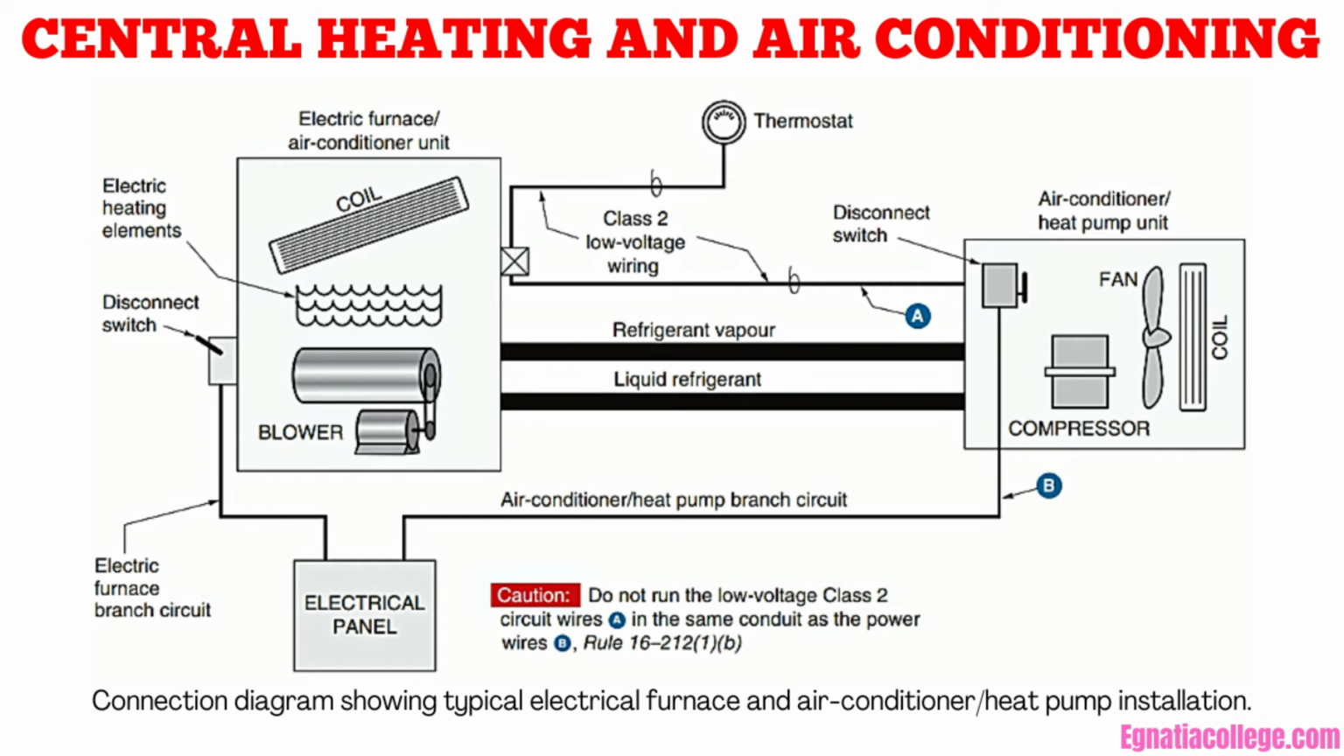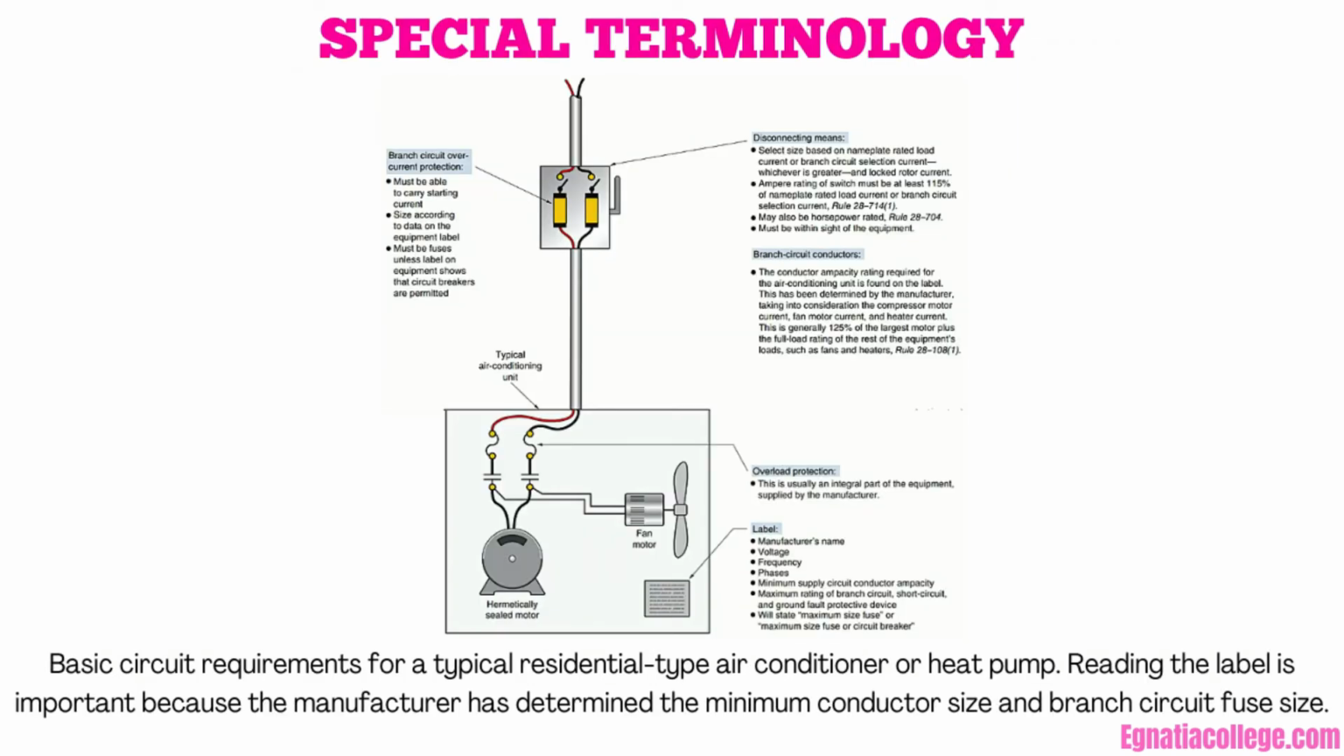16-212-1. Special terminology. These terms pertain to air conditioners, heat pumps, and other hermetically sealed motor compressors. Rated load current is the current drawn when the unit is operating at rated load, at rated voltage, and at rated frequency. Branch circuit conductor ampacity is based on the rated load current, which must be marked on the label, Rule 2-100-1D. This will determine size, and short circuit and ground fault protective device ratings.